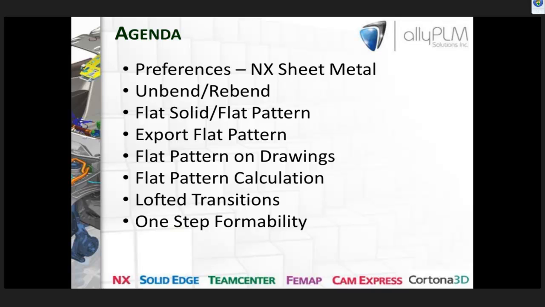Then obviously it's important for us to make these parts, so we're going to look at how to export the flat pattern. We're going to look at how to throw the flat pattern on the drawing very quickly. And then just to make sure, if you're kind of new to the sheet metal realm, we'll look at how that flat pattern is calculated. And then just towards the end, I want to show you a quick example of a lofted transition. And also I want to introduce you to a tool called Step Formability inside of NX.